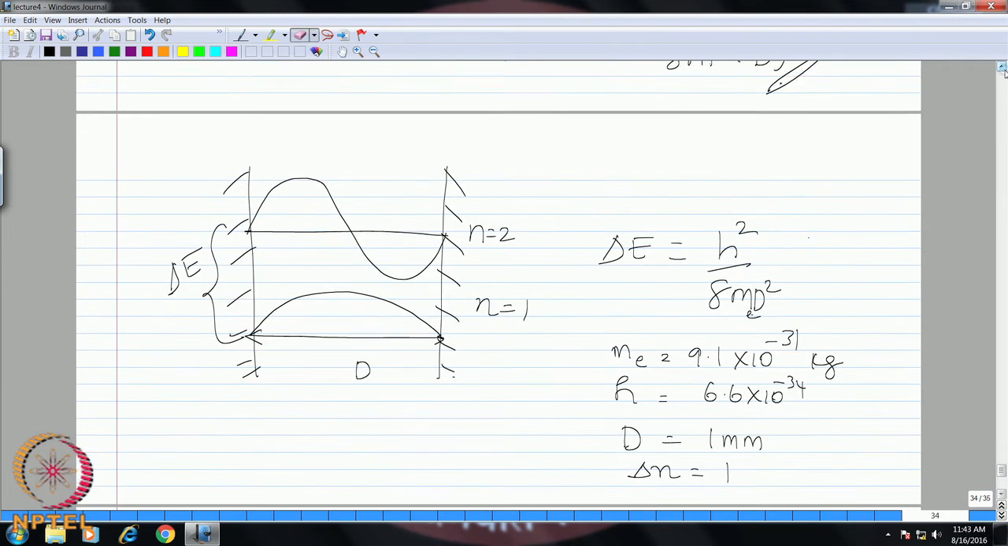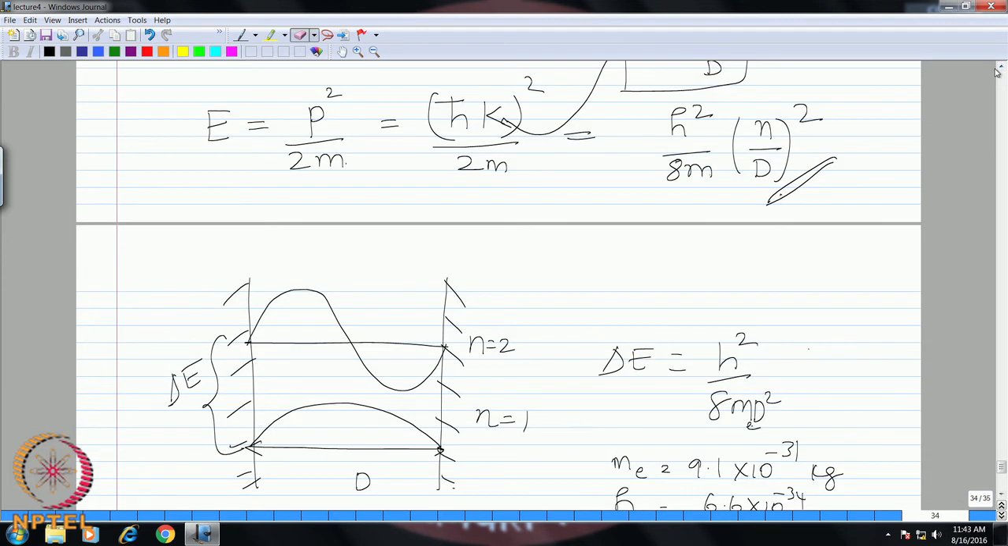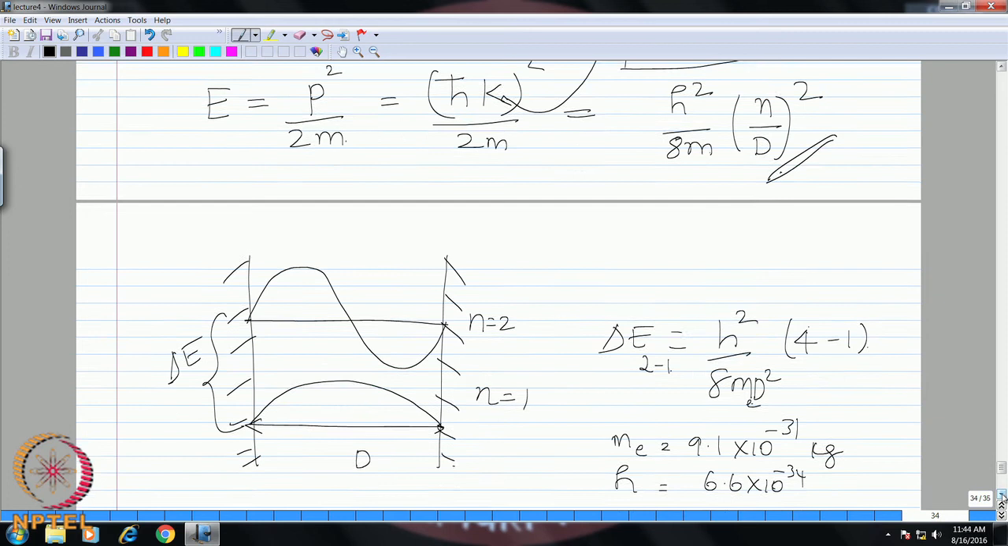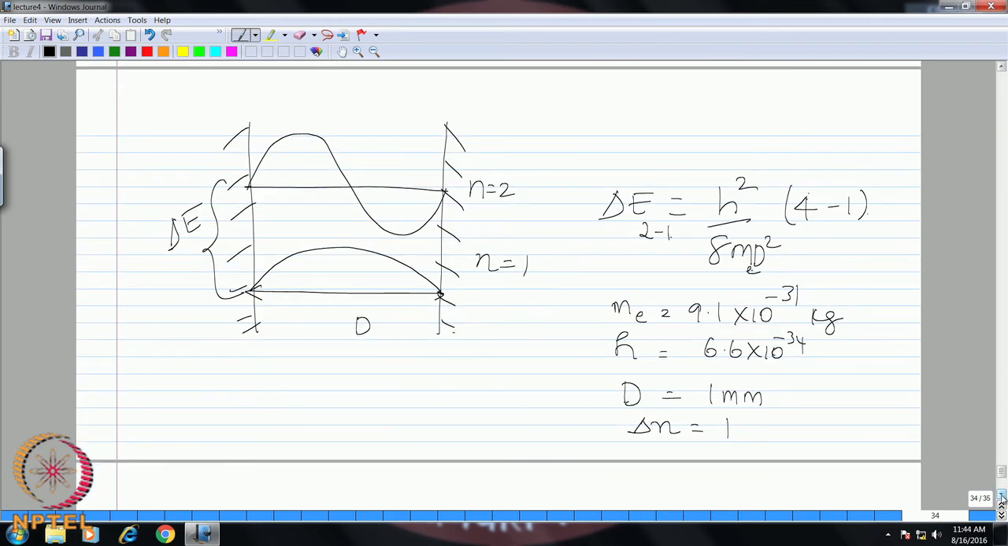If you then look at 2 to 1, then it is okay. Then this is 4 minus 1. For example, let us go from 2 to 1, then you can calculate and let me know. So, this will be therefore 4 minus 1. So, let us say 2 to 1. So, what do you get?